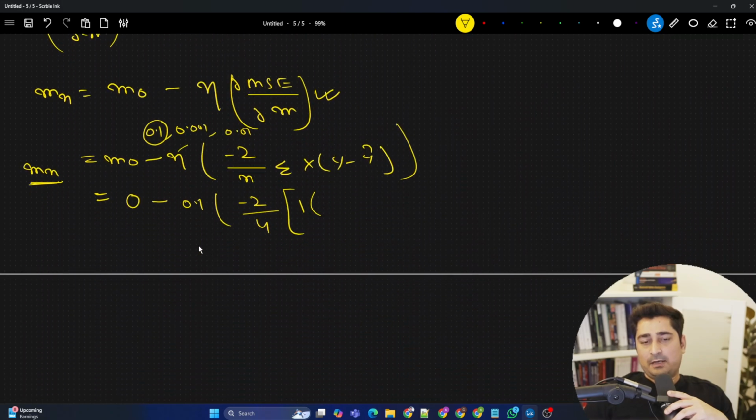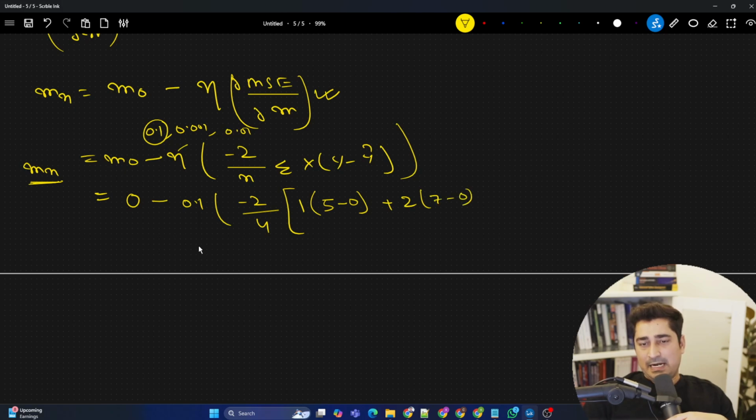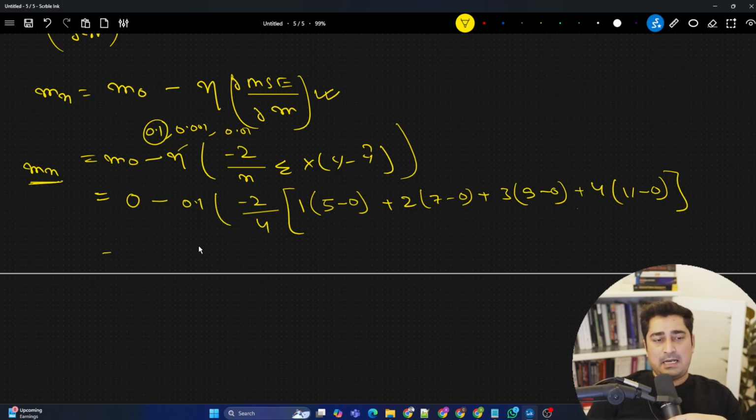Okay, so here, let's do a manual calculation. x is equal to 1, y is equal to 5, y hat is equal to 0. Then x is equal to 2, y is equal to 7, y hat is equal to 0. x is equal to 3, y is equal to 9, y hat is equal to 0. x is equal to 4, y is equal to 11, y hat is equal to 0. Okay. Now, can anyone give me a new value of m, guys?